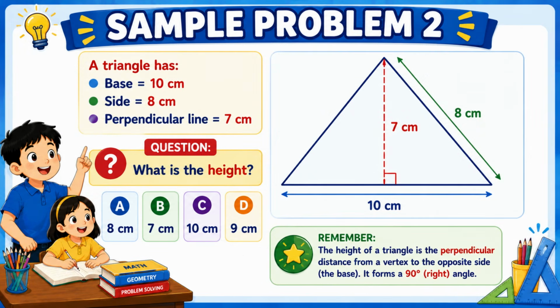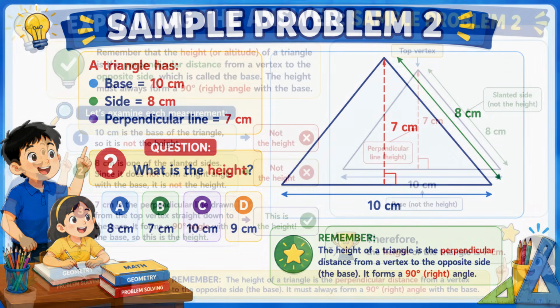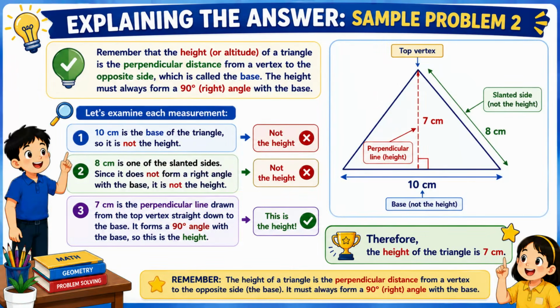A triangle has base equals 10 centimeters, side equals 8 centimeters, perpendicular line equals 7 centimeters. Question: what is the height? Let's identify the height of the triangle. Remember that the height, or altitude, of a triangle is the perpendicular distance from a vertex to the opposite side, which is called the base. The height must always form a 90-degree right angle with the base.